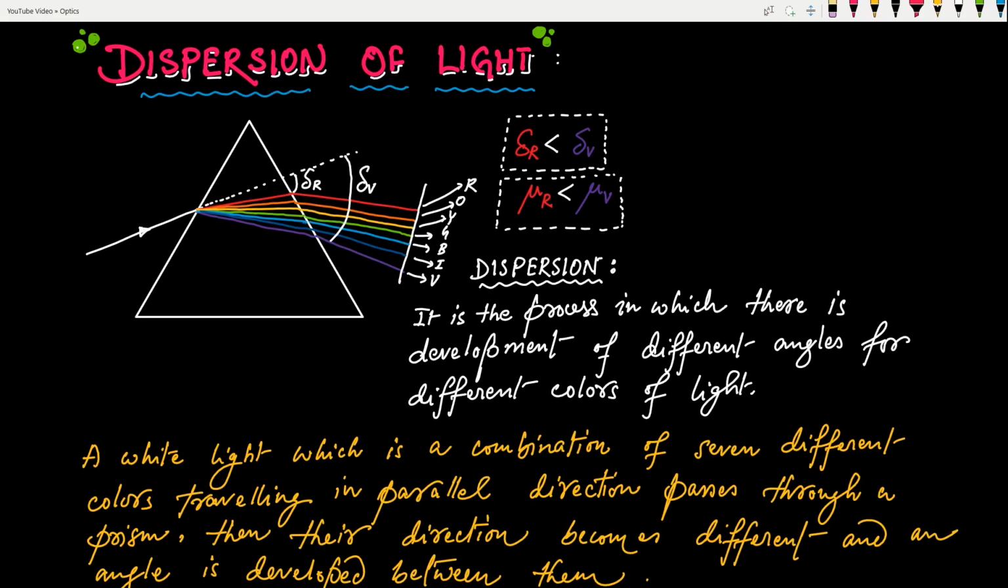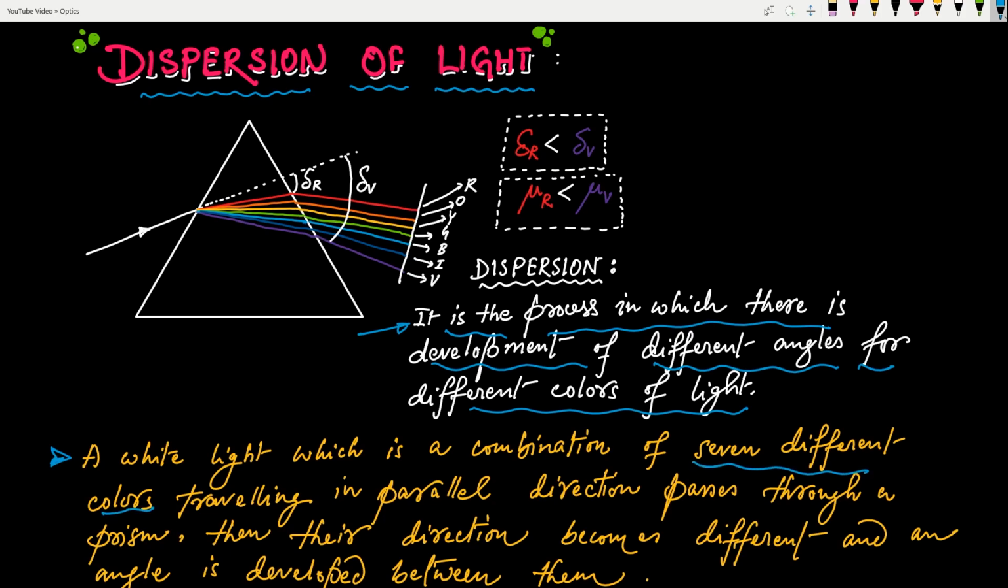Now let's look into the concept of dispersion of light. It's an easy topic, so let's build the concept on that. Now what is dispersion? If you look at the screen, it's written that it is the process in which there is development of different angles for different colors of light. As we can see here and also in the diagram, a white light is a combination of 7 different colors.